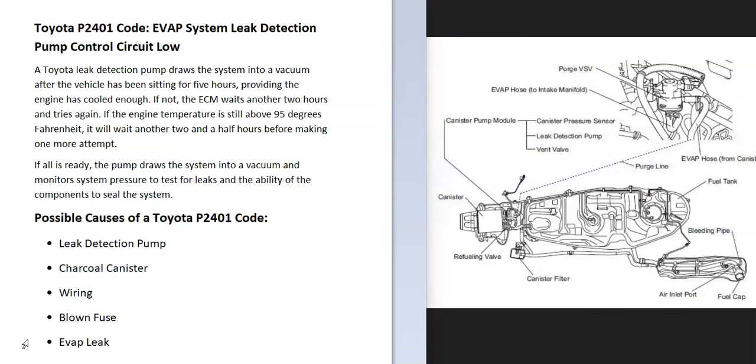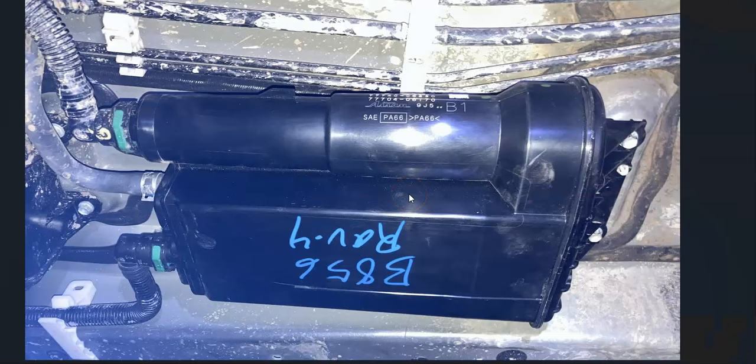And some possible causes of a P2401 code? Well, it could be a bad leak detection pump, could be the charcoal canister, could be in the wiring, a blown fuse, and possibly an EVAP leak. So the main thing with this P2401 code is that the onboard computer is seeing a problem with this leak detection pump, which is usually located on the vapor charcoal canister. Although sometimes it can be separate, but it's usually located on the canister.